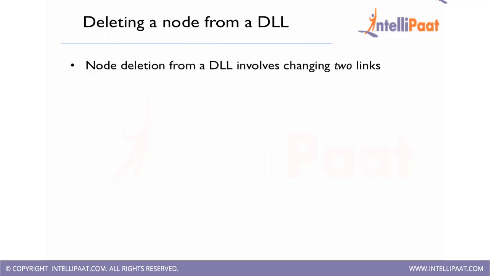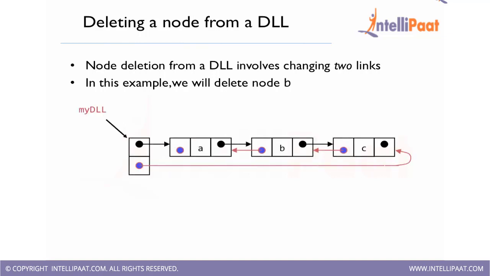Deleting a node from a doubly linked list. Node deletion from a doubly linked list involves changing two links. In this example we will delete node B. In the earlier example we had a set of three nodes A, B, C. Now we are deleting node B from this linked list.